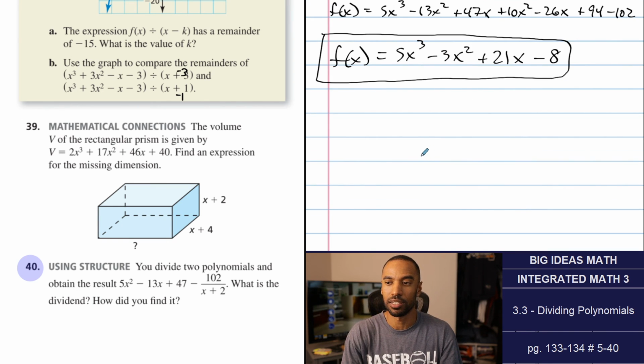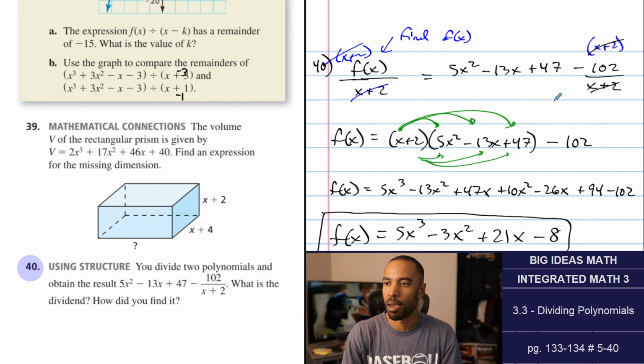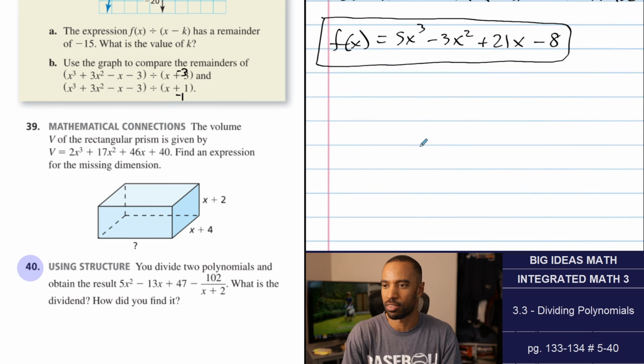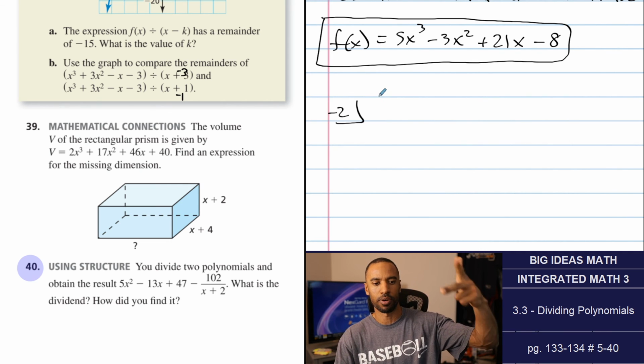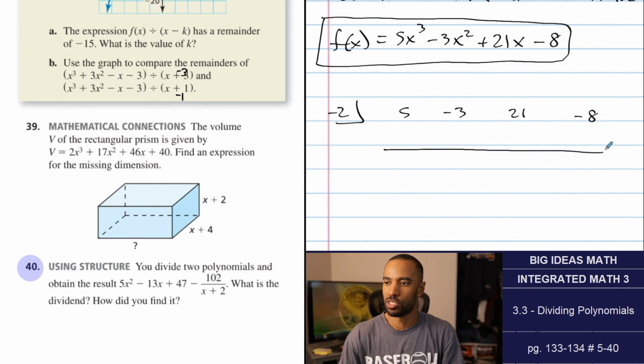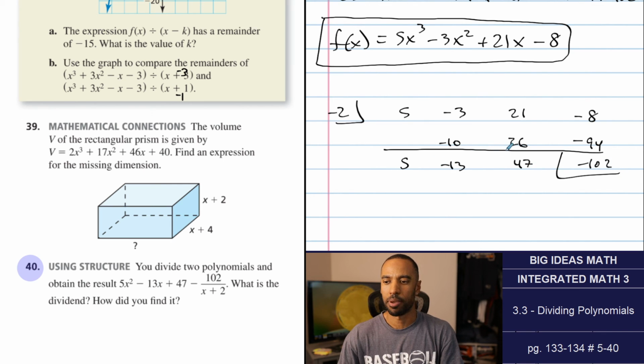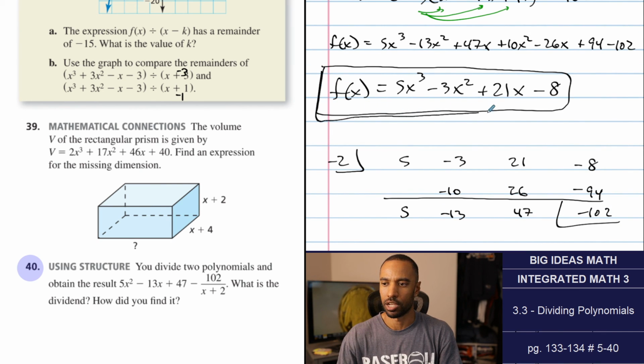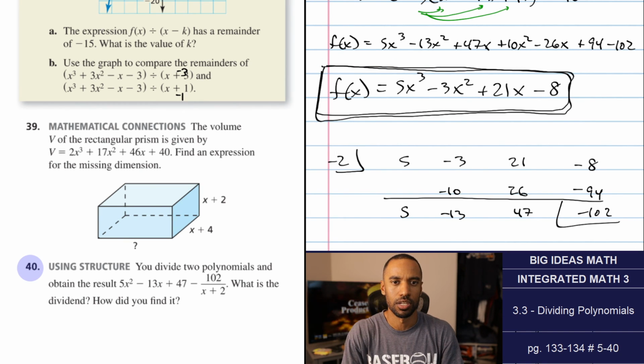If we want to double check it, let's double check it using synthetic division. Remember, x plus 2 was the thing we divided out. That means negative 2 is the root. So let's see if we get the same numbers of 5, negative 13, 47, and negative 102 with, whoopsie, I don't want to write negative 13 now, negative 3, 21, and negative 8. Let's double check. Yes. So that pans out to be that. So this is indeed the correct answer. You can see how fast synthetic division did to verify that.